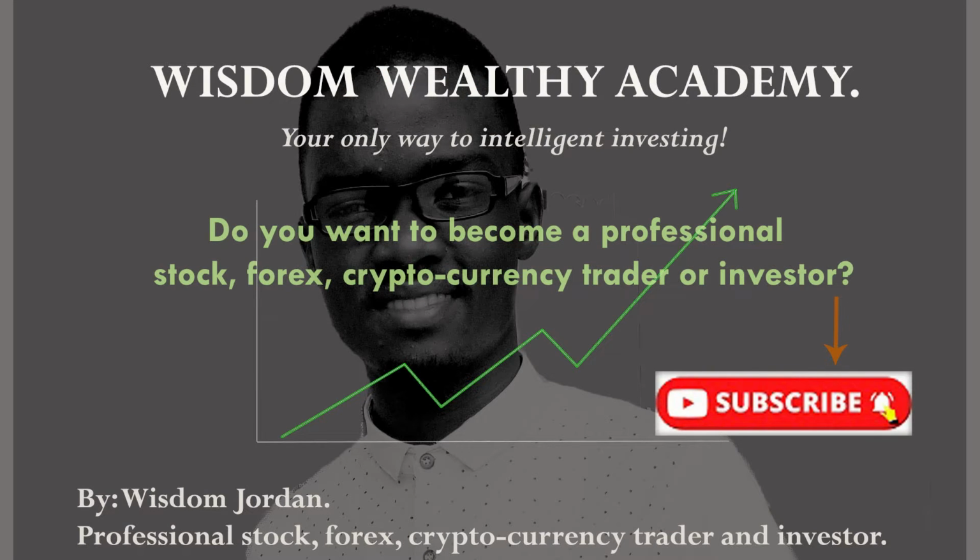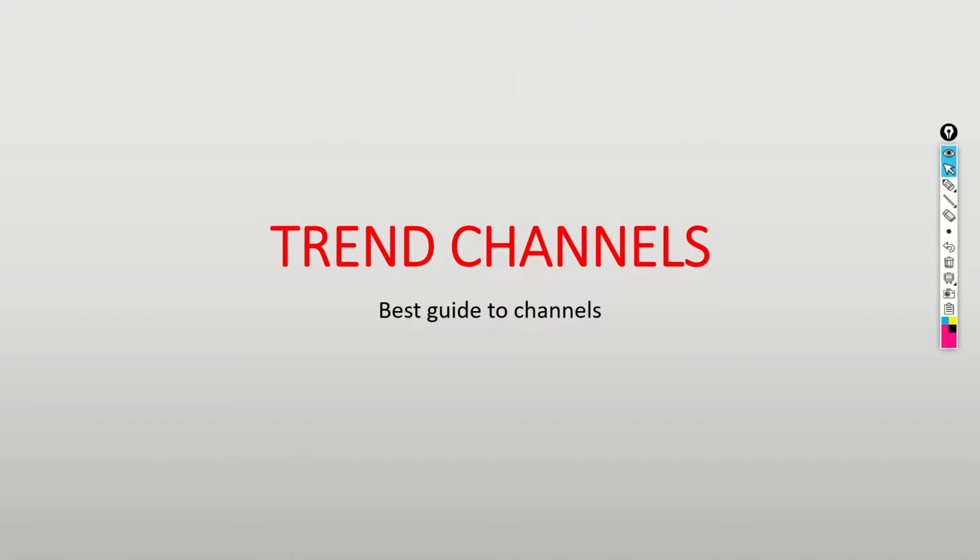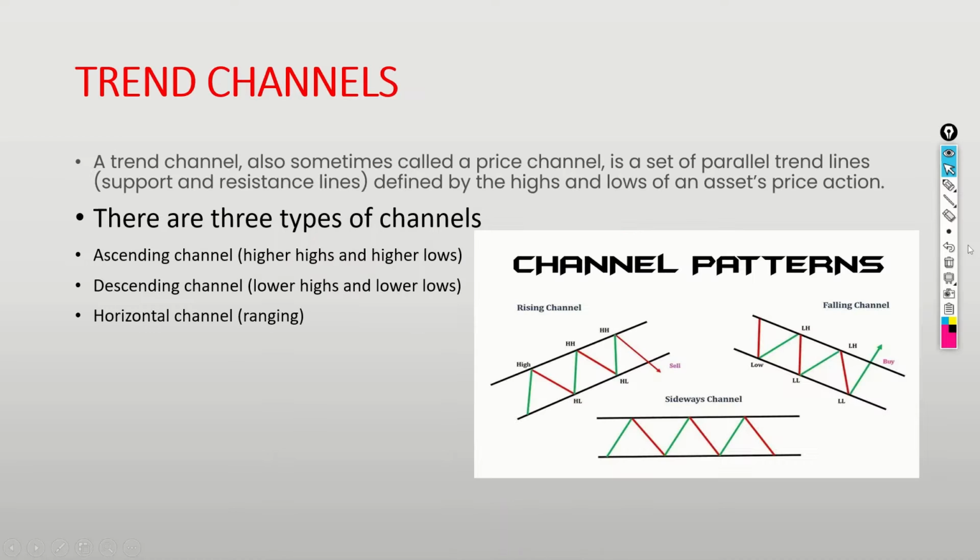In this lesson, we are going to be looking at trend channels. A trend channel, also sometimes called a price channel, is a set of parallel trend lines, support and resistance lines, defined by highs and lows of an asset's price action.